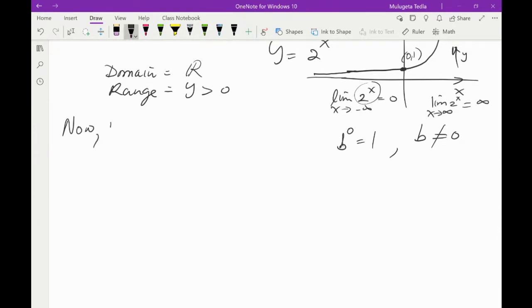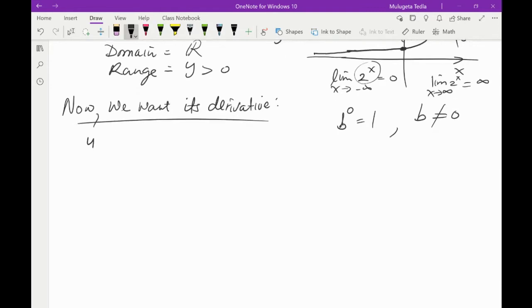Now we want to establish, okay. So what we have is y equal to b to the x, or to make it general, b to the u, where u is a function. dy by dx is actually b to the u, it repeats itself, times ln of b, and then the derivative of u.